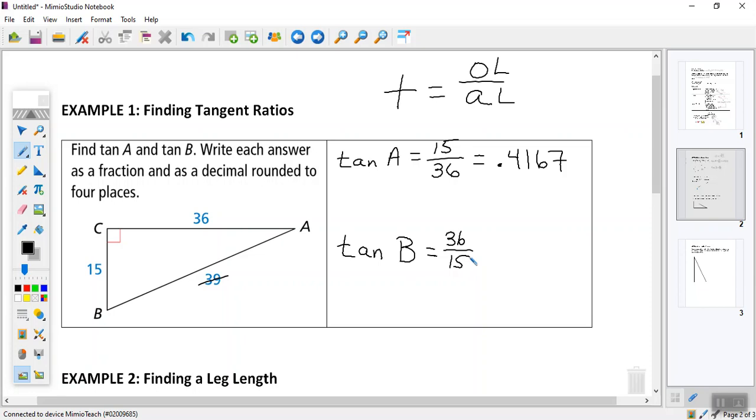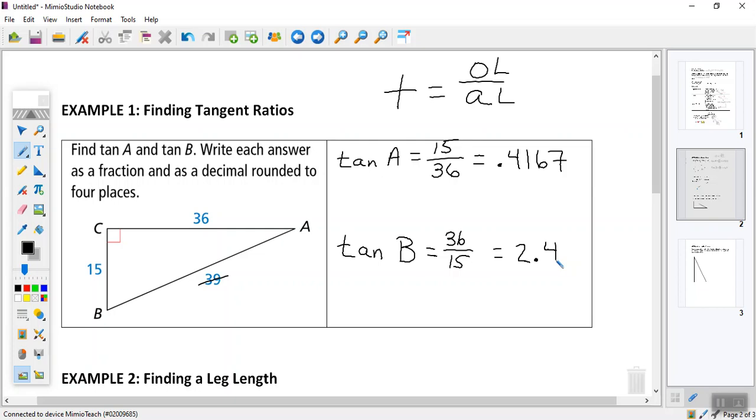What's that divide out to be? 2.4. That's a pretty nice one, isn't it? Do I even need to go 4 places on that one? Okay. So what it would mean is this. Think of it this way. This is like 2.4 over what value, kids? Means if I'm standing at B, for every 2.4 units I go up on this line, I have to go how many units on this one? 1. Okay, that's what that's telling me.